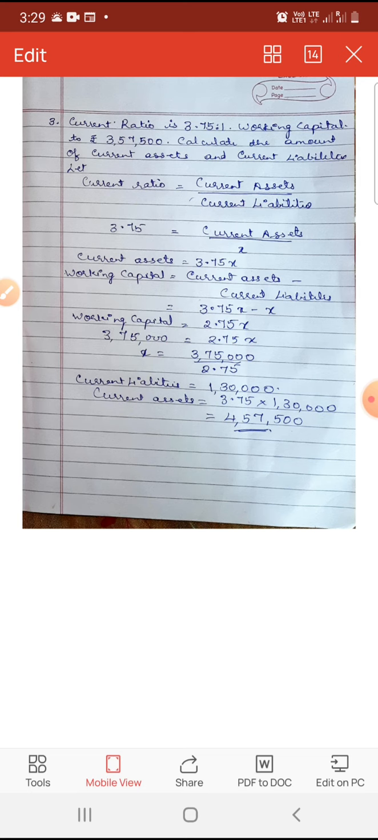Now current assets is equal to 3.75X, that is 3.75 into 1,30,000. So you will get the value as 4,75,000. Okay, so this is how you have to compute the ratios.